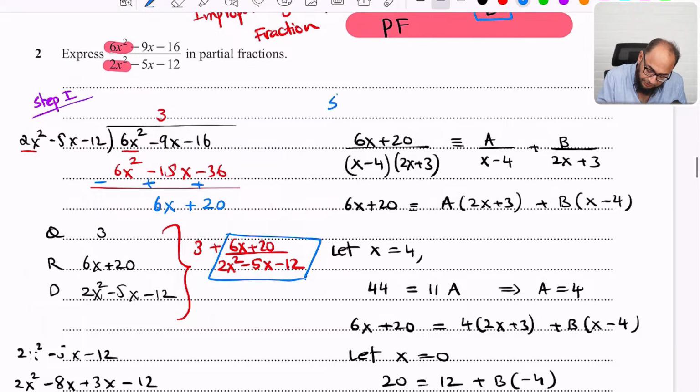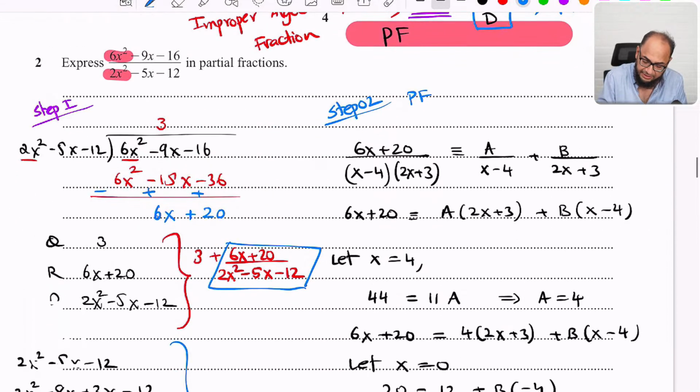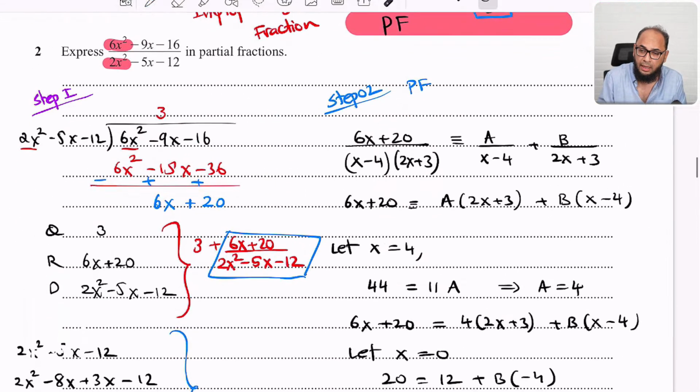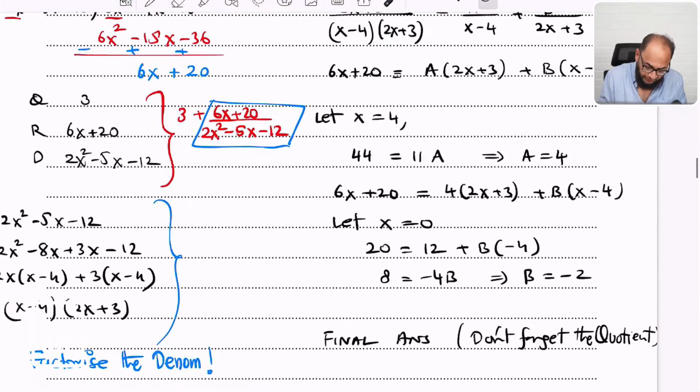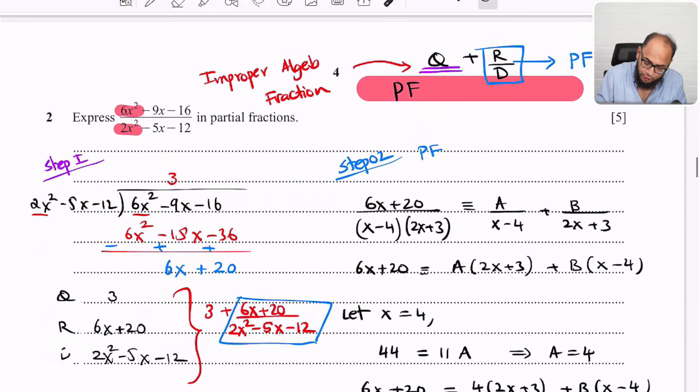So basically, step 2 is partial fraction. But over here, that's an intermediate step, that is factorize the denominator. Now, when we factorize the denominator, that is just middle term factorization. And over here, this is 2x squared minus 5x minus 12. You get x minus 4, 2x plus 3. So now which case is this? This is a case of denominator with linear factors.